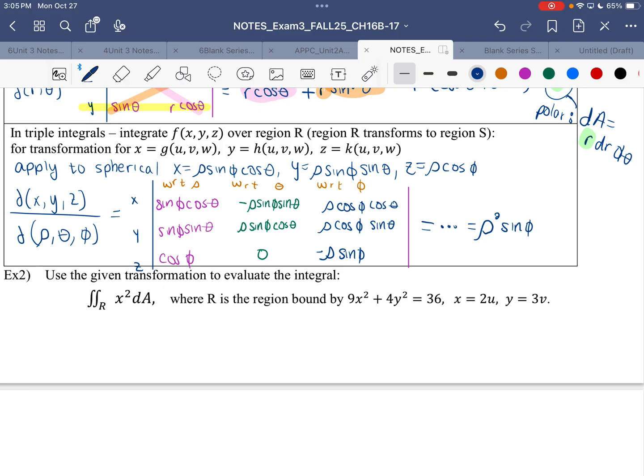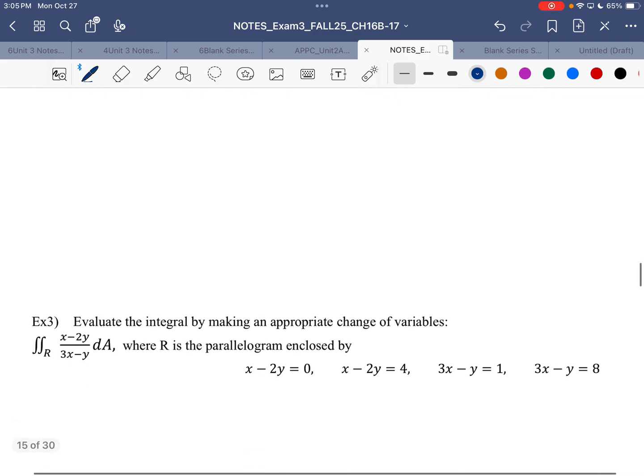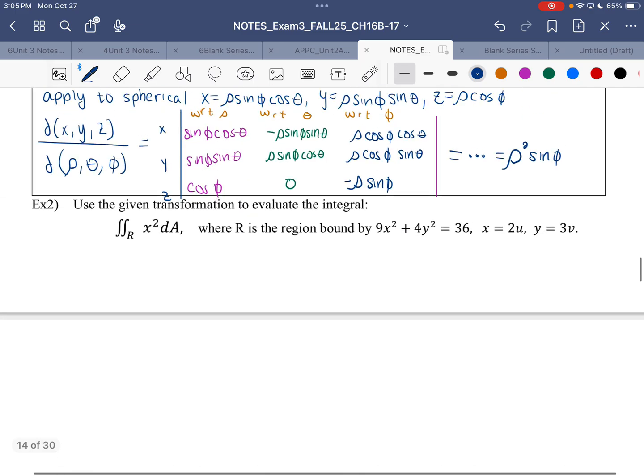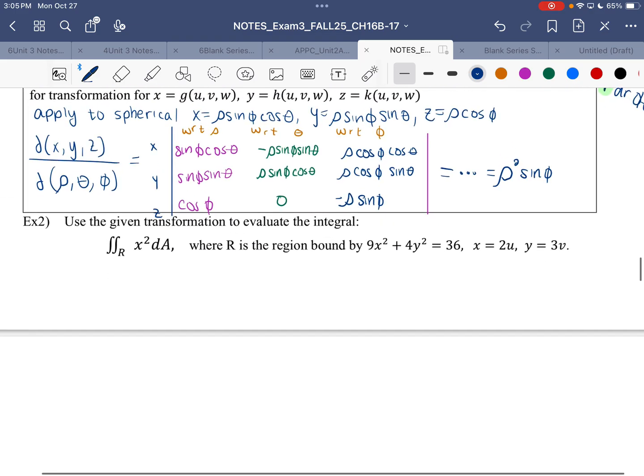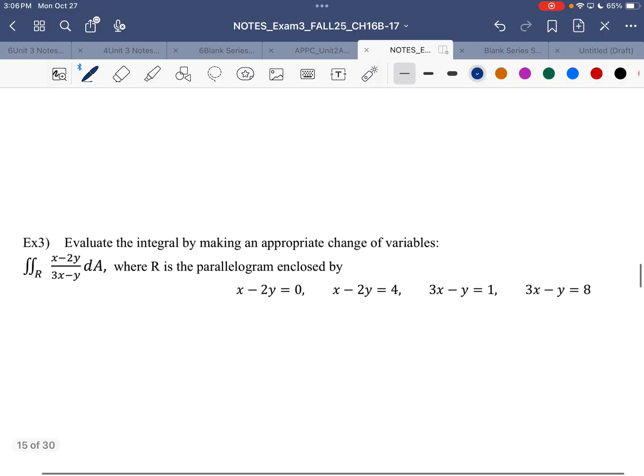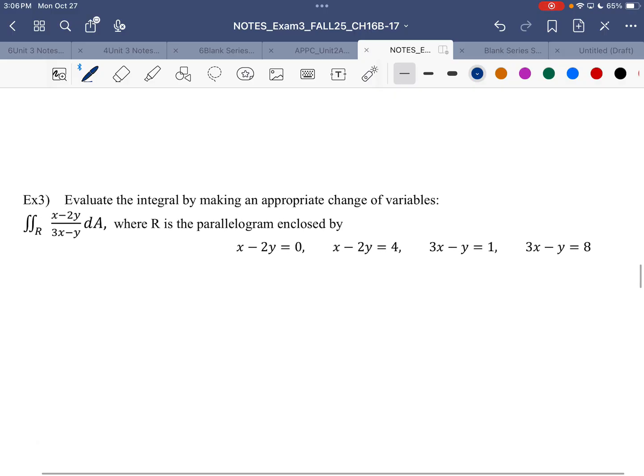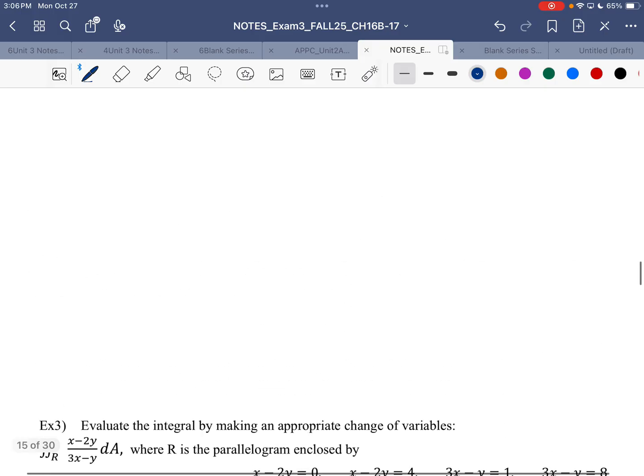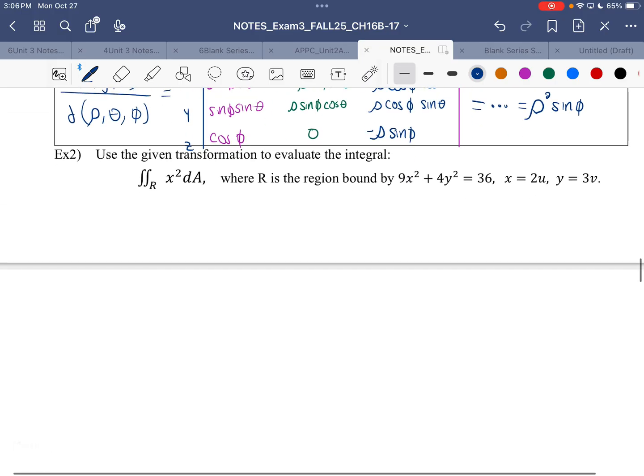All right, let's try to do one of these transformations. There's two main ways that you're going to see the questions asked. Sometimes I'll also give you points on a parallelogram, which we'll probably practice next class a little bit. But the two main ways are telling you exactly what x should be in terms of u and v and y, etc., or giving you lines and you're trying to transform those lines.